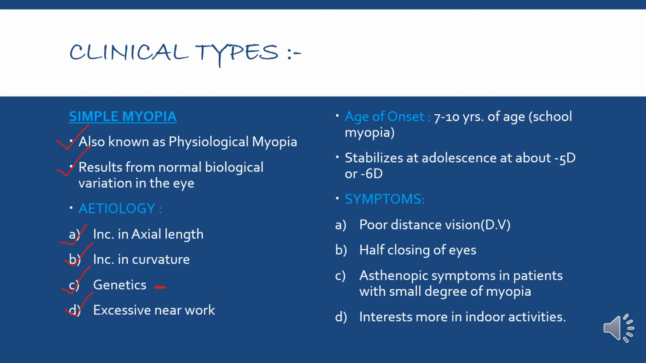The age of onset is 7 to 10 years. This is also the school-going age. That is why this is also known as school myopia, which automatically stabilizes at adolescence at about -5 to -6 diopter. The symptoms are poor distance vision, half closing of eyes, asthenopic symptoms, and more interest in indoor activities.